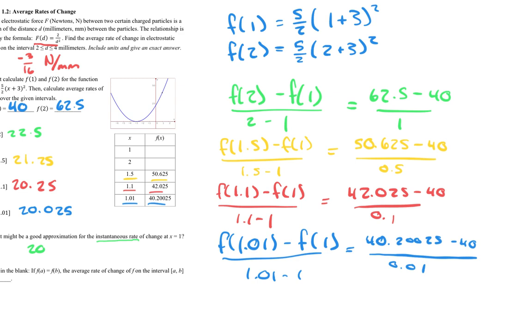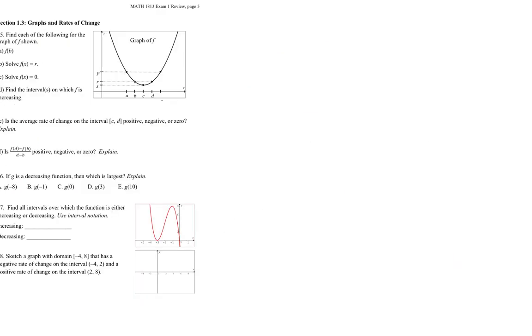Okay, and for this last one, 14 here, fill in the blank. If f of a equals f of b, the average rate of change of f on the interval a to b is... okay, so remember, it's f of b minus f of a over b minus a. So if f of a equals f of b, then f of b minus f of a is just going to be 0. So we should expect our average rate of change for that interval to be 0.